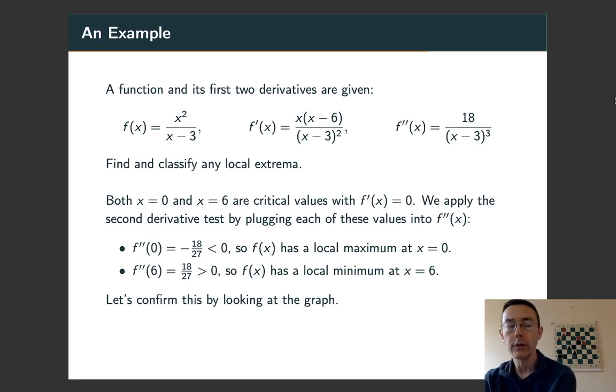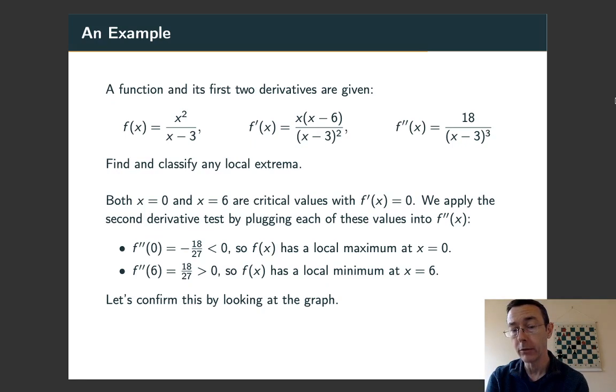So those two critical values, x equals 0 and x equals 6, each get plugged into f double prime. Once I've figured out where the derivative is 0, I can take those values and see what the sign of f double prime is for each one of them. At 0, f double prime is negative, so by the second derivative test we have a local maximum at x equals 0. At x equals 6, the second derivative is positive, so we get a local minimum at x equals 6.